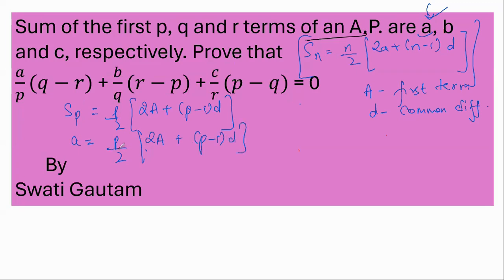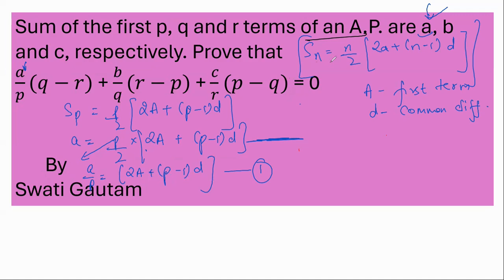Now, what we have to prove on the left-hand side is A by P, B by Q, C by R. So if I find the value of A by P from this equation, how do I get it? P is multiplied with the bracket. When P changes its side, it goes into division. So A by P is equal to (2A plus (P minus 1) times D) over 2. Now we take this as the first equation. I have just moved P to the left-hand side, because when it changes its side, multiply becomes divide.